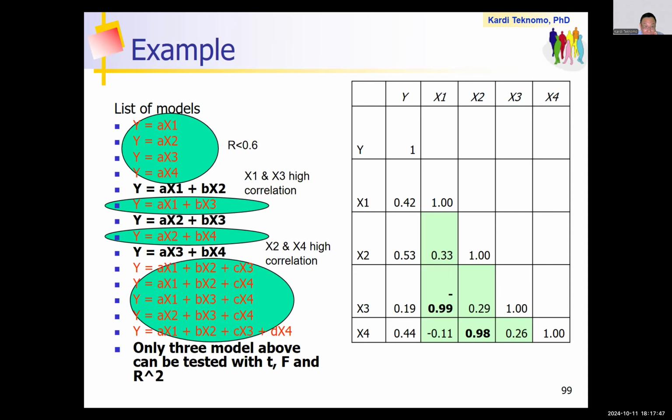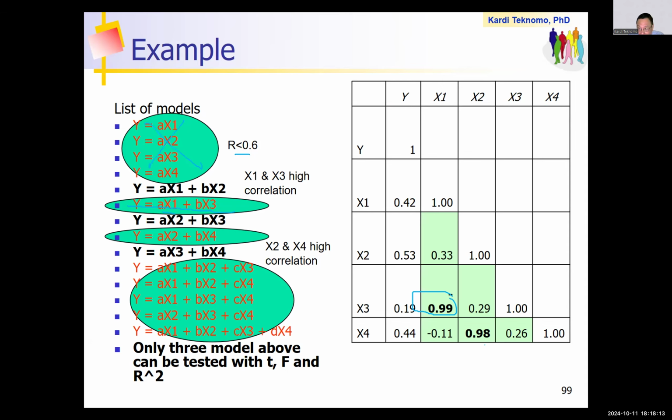So less than 0.6, I remove this one. And then this one, x1 and x3, very high correlation. Between x's, there should not be high correlation. Because they are highly correlated, I remove this one. This is also removed. This one I remove.